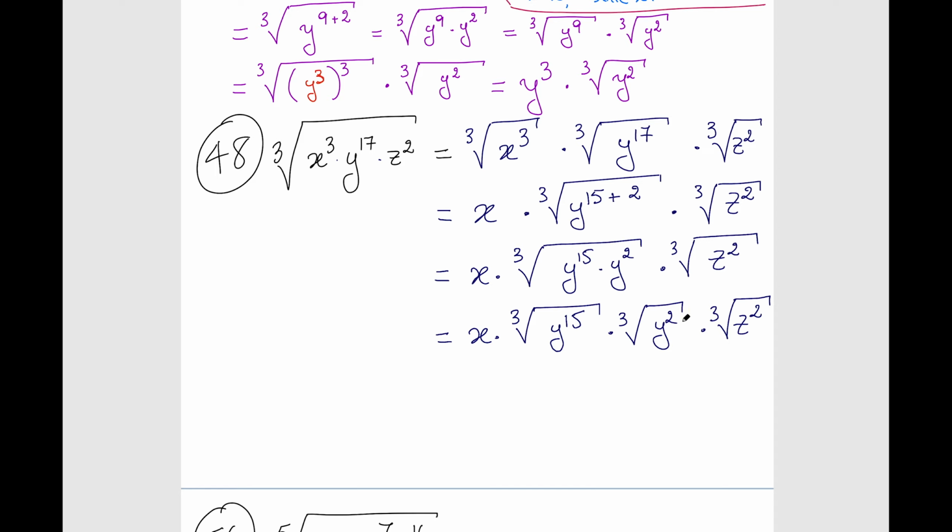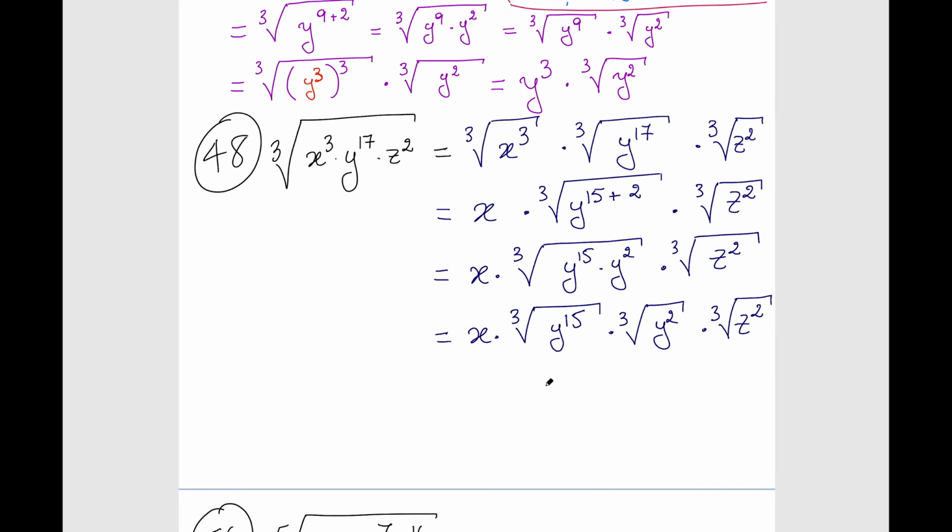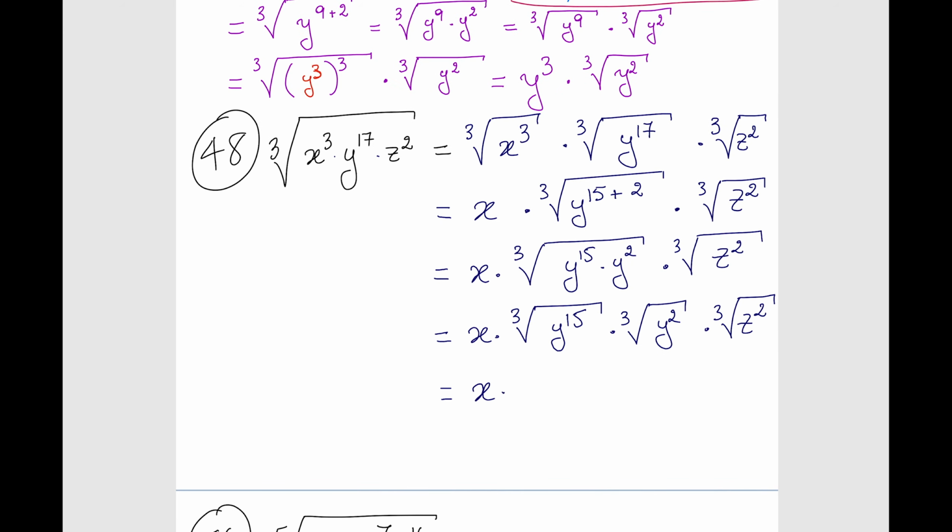The nature of these expressions is different. This has variable y, this has variable z. So if you multiply them out, you're going to have a simplified expression. So this is good to go here. I still have to simplify the third root of y to the 15. Well, y to the 15 is the same as something cubed, right? This is a perfect third power.